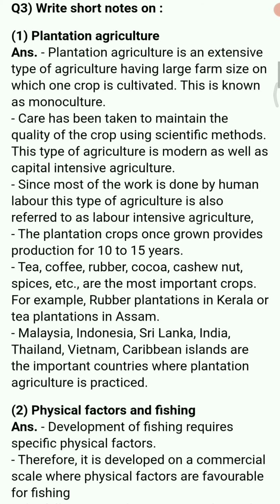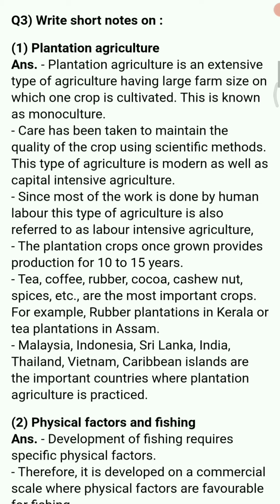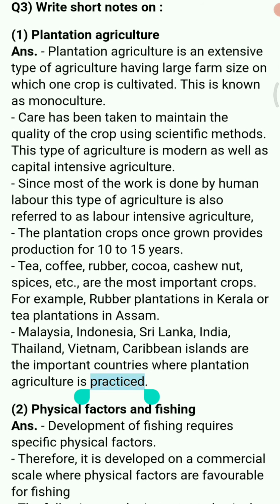The first short note is plantation agriculture. You have to write what type of agriculture this is. Plantation is extensive agriculture. You have a large farm size. Only one crop is cultivated in the whole farm, hence it is called monoculture. Care has to be taken to maintain the quality of the crop and use scientific methods. Machineries are used, modern techniques are used, and a large amount of capital is invested. A large number of humans are also involved.